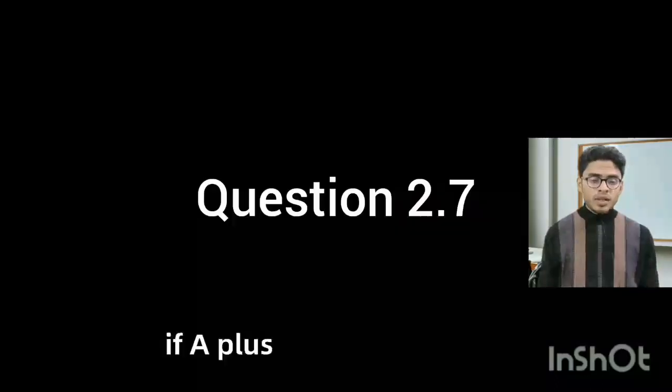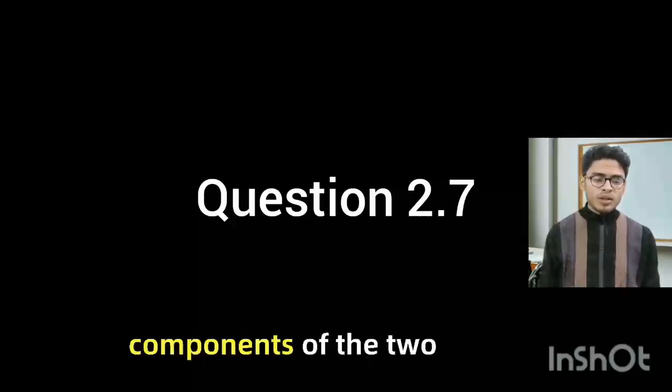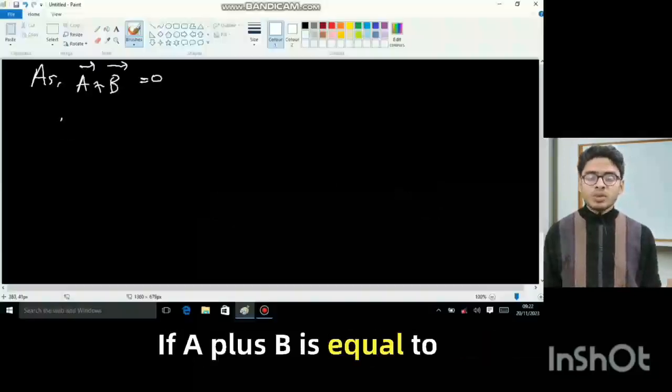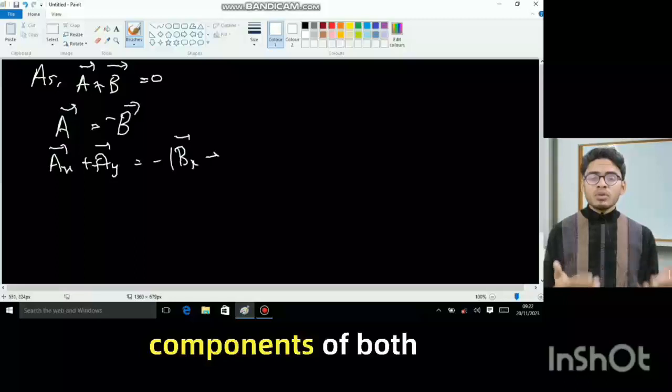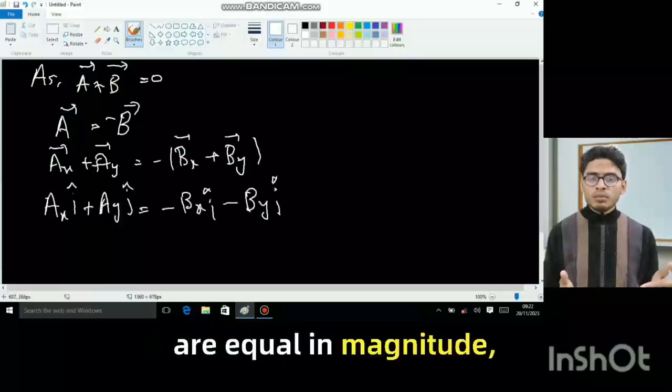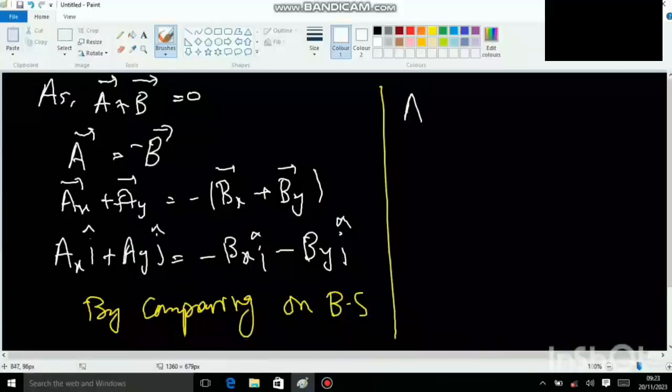If A plus B equals 0, what can you say about the components of the two vectors? If A plus B is equal to 0, then components of both vectors are equal in magnitude but opposite in direction.